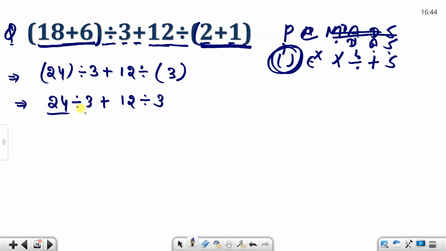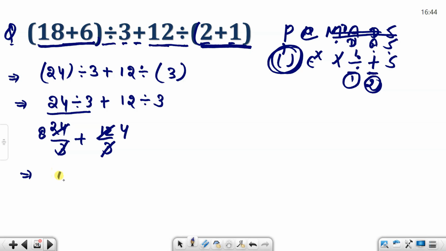Now, first we look at the division here. So division comes first, then addition. We will give first priority to division and second priority to addition. So here it's 24 divided by 3 plus 12 divided by 3. 24 divided by 3 is 8, and 12 divided by 3 is 4. Now 8 plus 4 becomes 12. That's the answer.